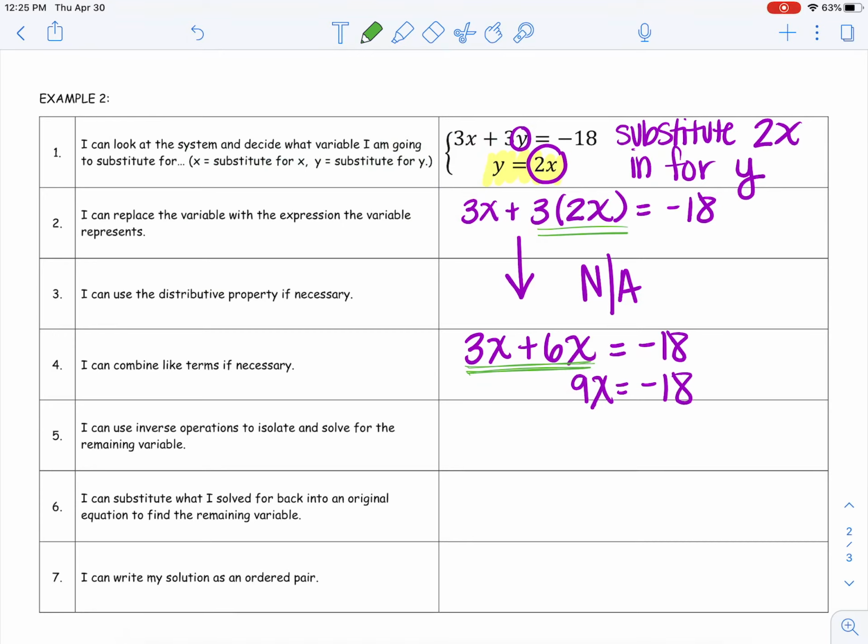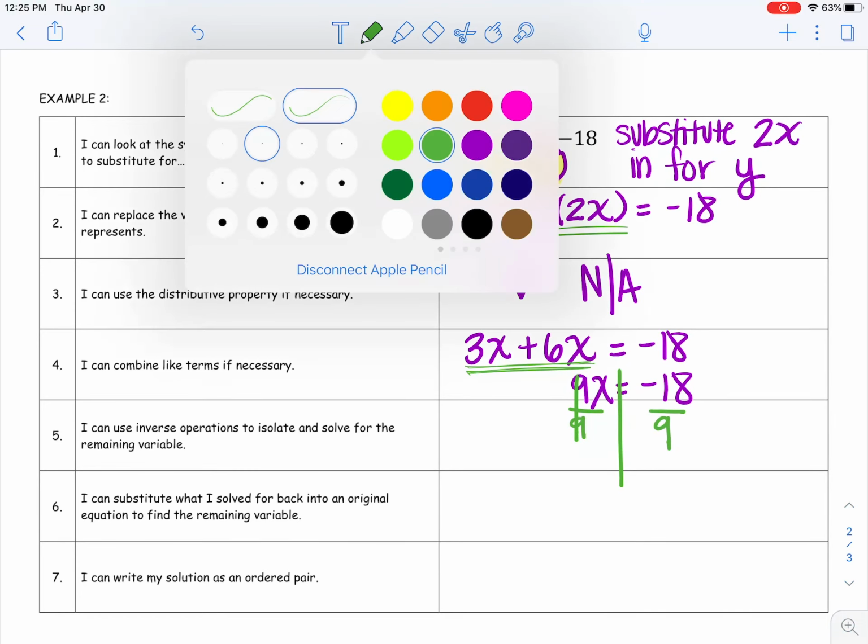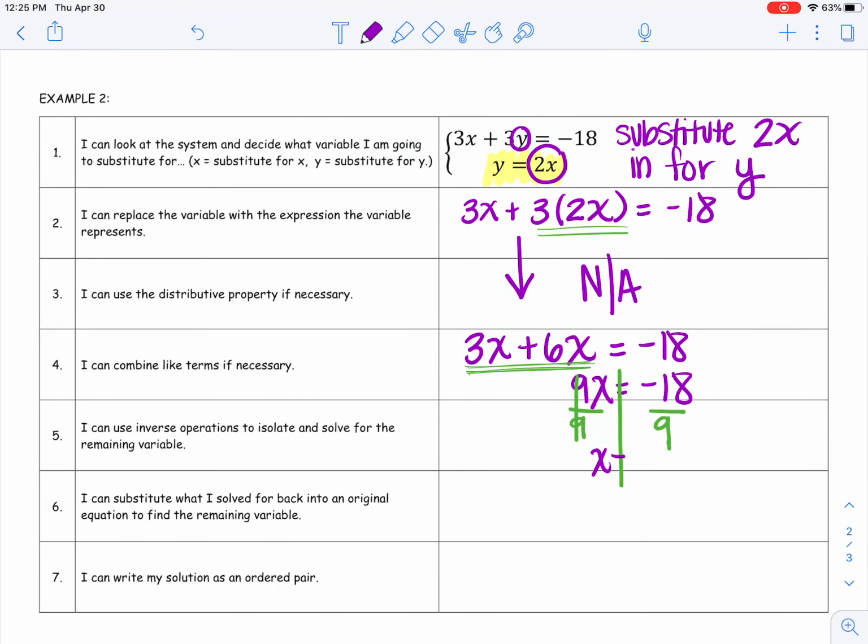Step 5 says use inverse operations to isolate x. So here I am dividing both sides by 9 to get x all by itself, leaving me with x equals -2.